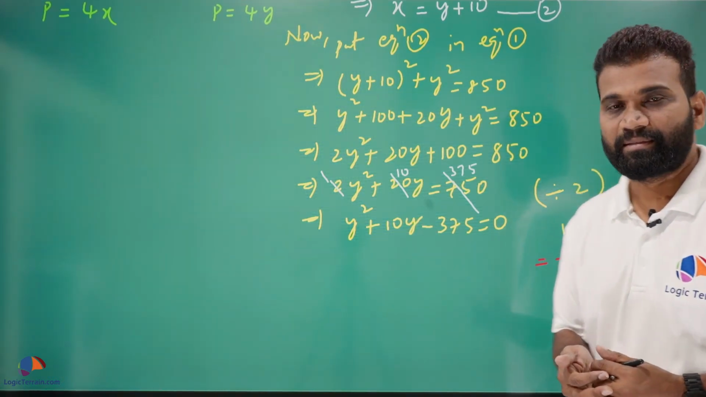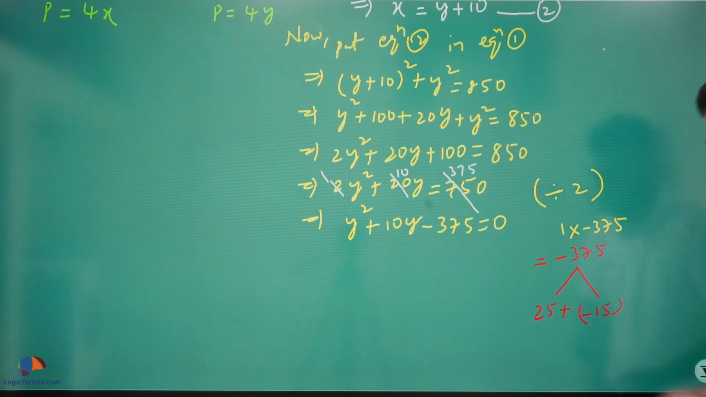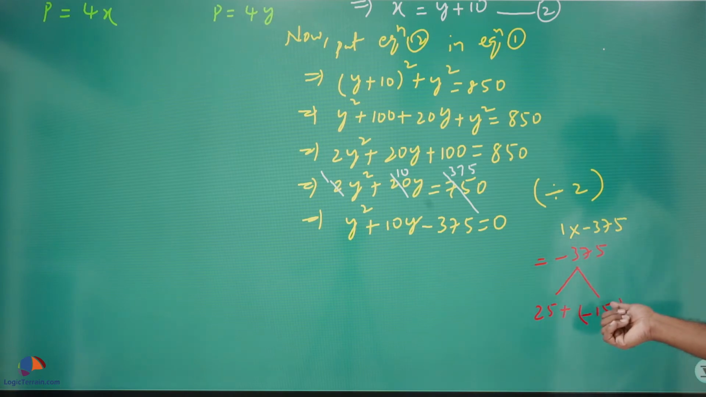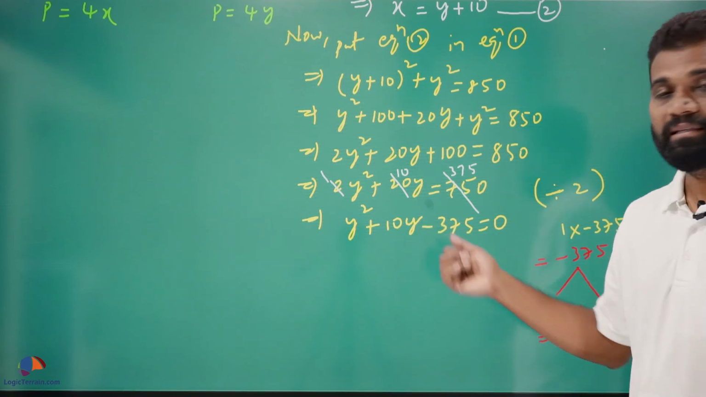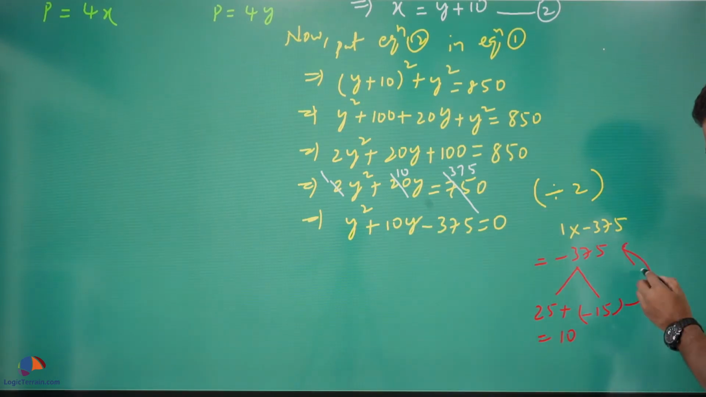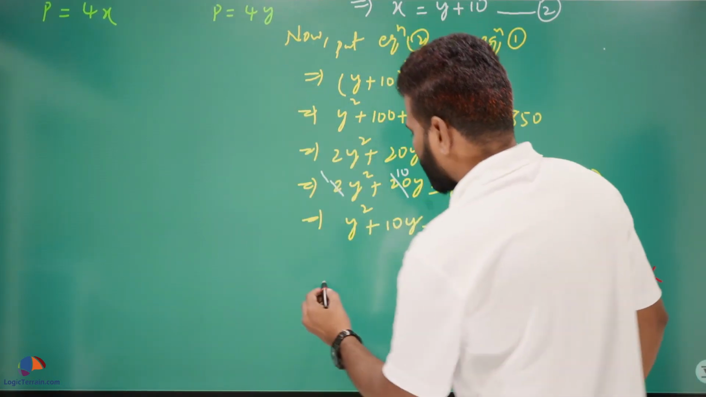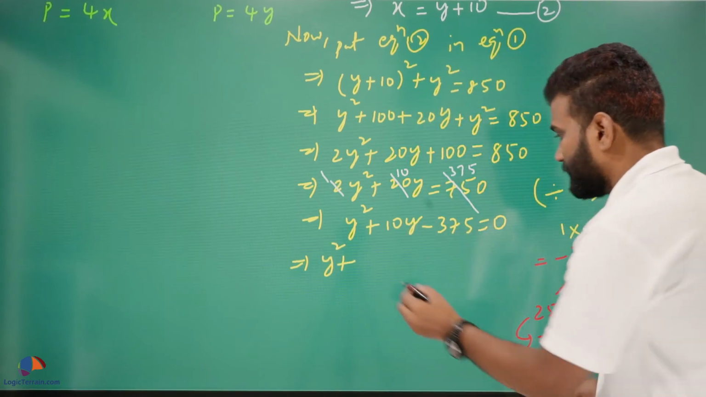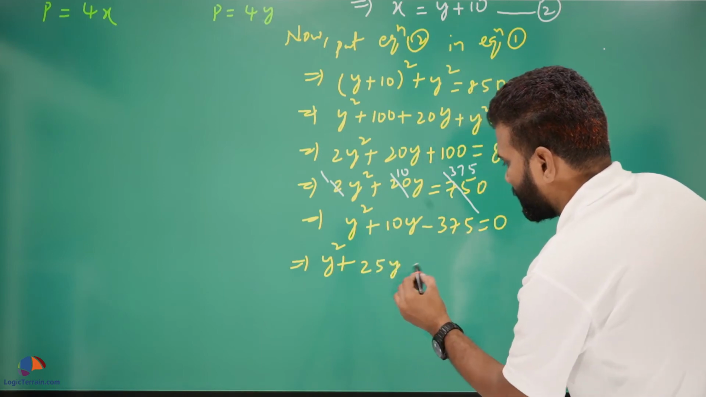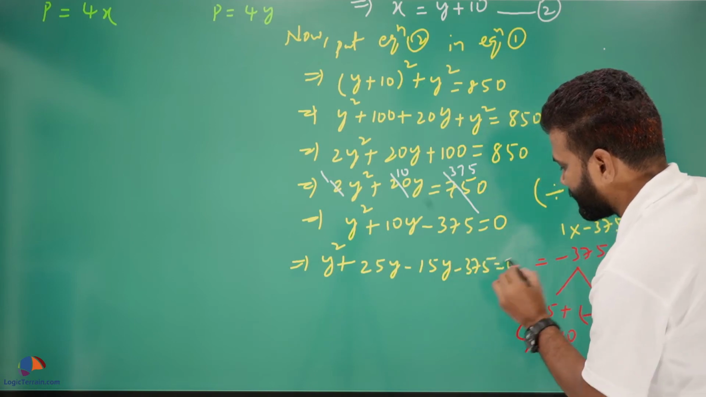Clear? So what I'll do is I'll take 25 plus negative 15. Positive into negative is negative. 25 into 15 is 375, that is negative 375. When you sum up these two, we'll get positive 10. So both the conditions are satisfied. Product is this and sum is this. Now we'll substitute this. y square plus 10y becomes y square plus 25y minus 15y minus 375 is equals to 0.